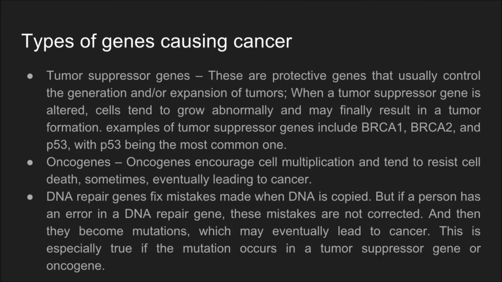Oncogenes encourage cell multiplication and tend to resist cell death, sometimes eventually leading to cancer. DNA repair genes fix mistakes made when the DNA is copied. But if a person has an error in a DNA repair gene, these mistakes are not corrected, and then they become mutations, which may eventually lead to cancer. This is especially true if the mutation occurs in a tumor suppressor gene or oncogene.